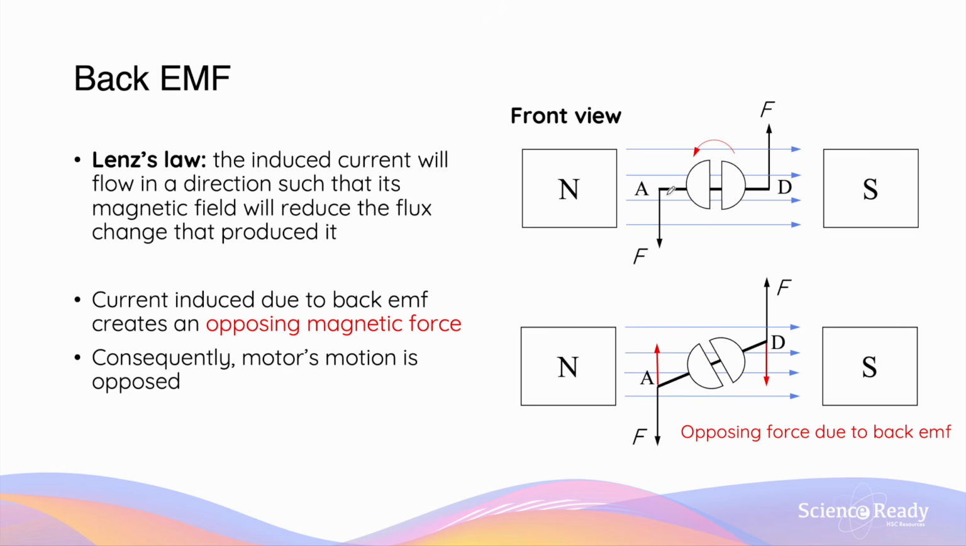So if we have an anti-clockwise rotation of the armature due to the motor effect forces shown by the black vectors, the back EMF will produce its own opposing forces that will counteract the rotation. So that means the torque acting on the armature will reduce due to the back EMF. We'll talk more about torque and back EMF in a moment.